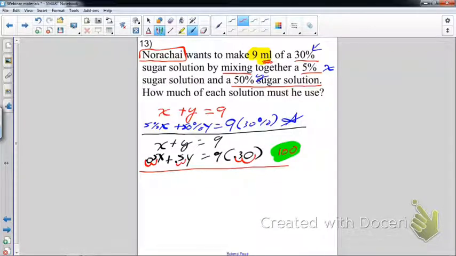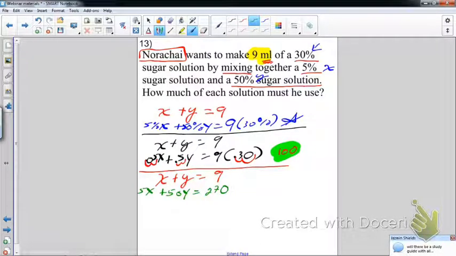Again, I didn't do anything to the first equation, so I'm going to bring that along for the ride. And now I'm going to rewrite this. Hopefully you have a calculator in front of you so that you can do this. But you're going to end up with 5x plus 50y equal to 270. Once you multiply the 100 to both sides, you'll be able to see that.